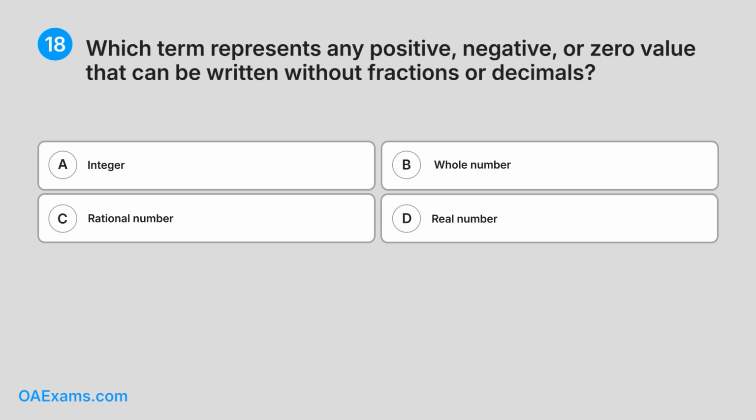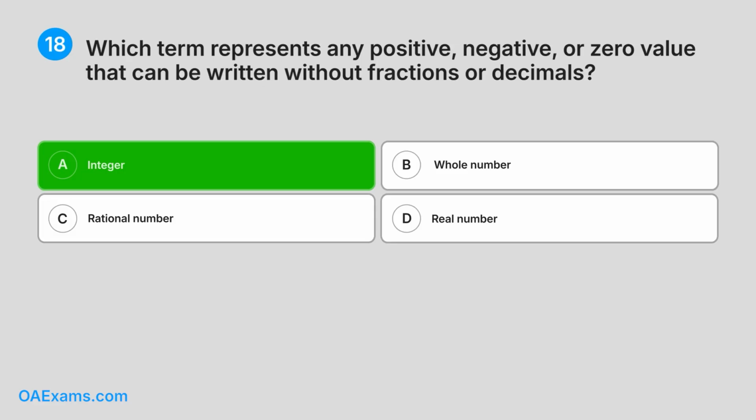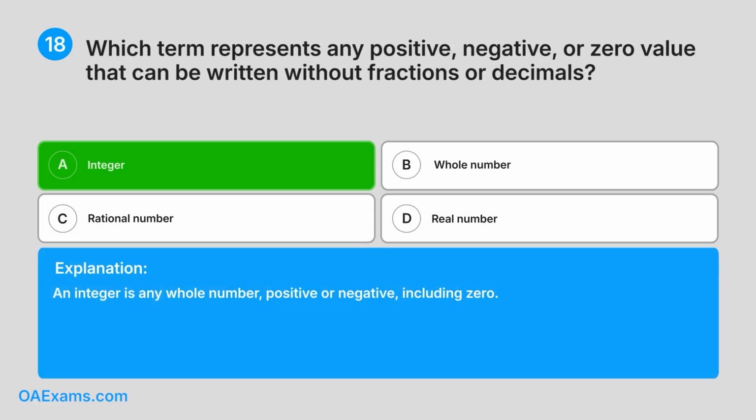Correct answer. A. Integer. Explanation. An integer is any whole number, positive or negative, including 0.